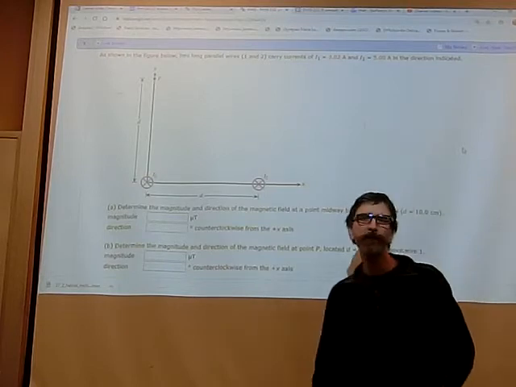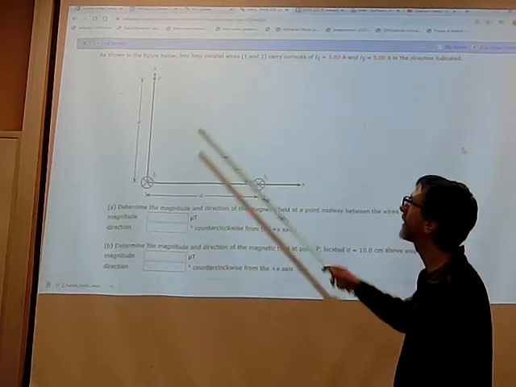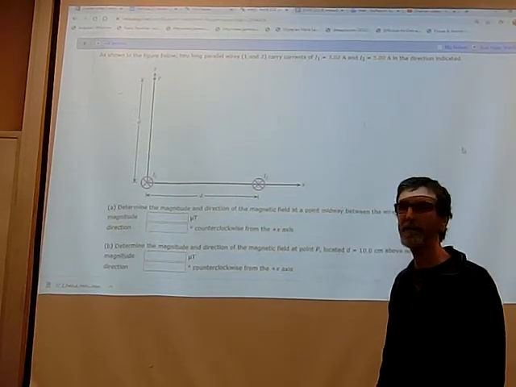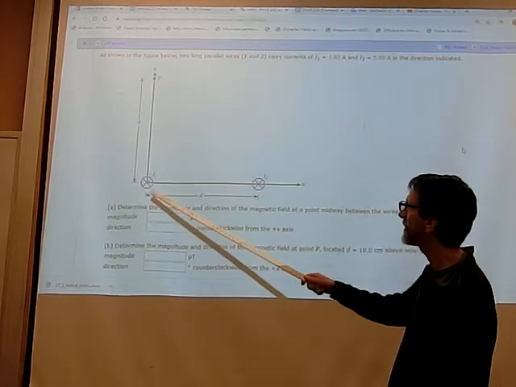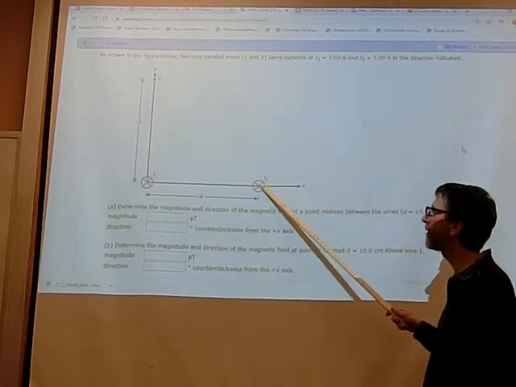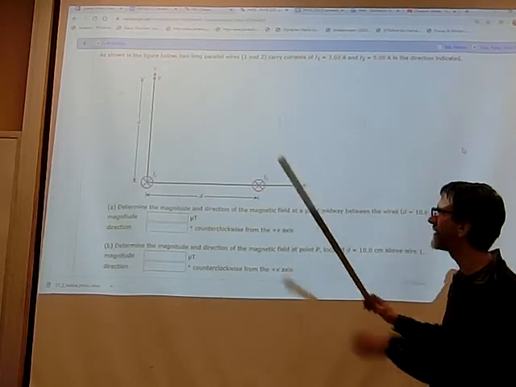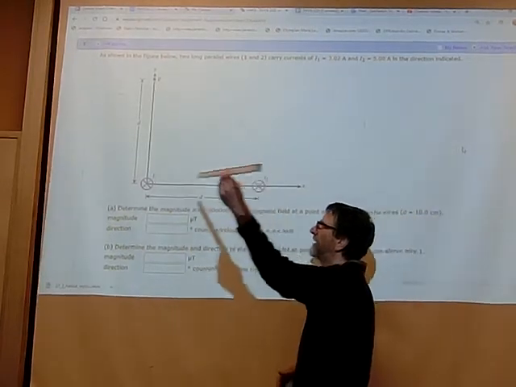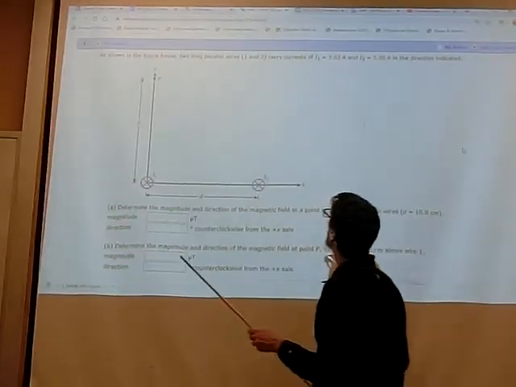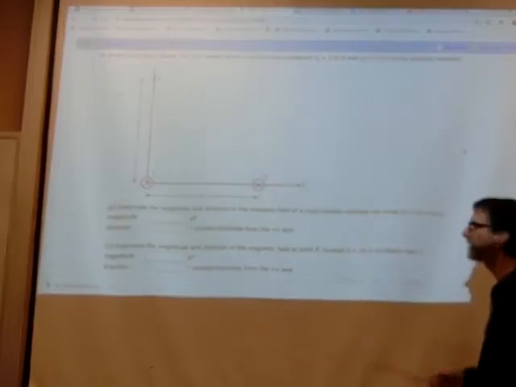I'll give a few hints on some of the homework questions. Here's homework problem number 5 from your last web assignment. It shows two long current carrying wires carrying current into the page. So imagine wires poking in and out like this. It gives you the values of the current. In this case, they're both different.